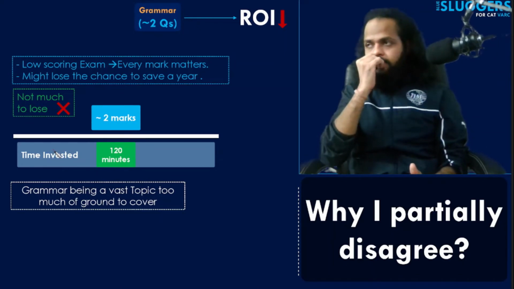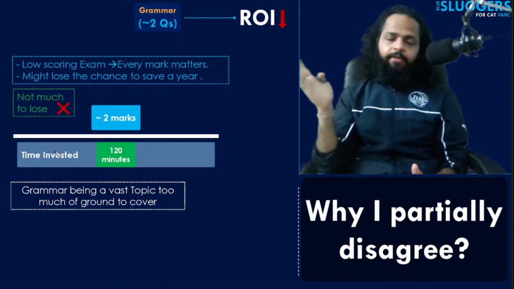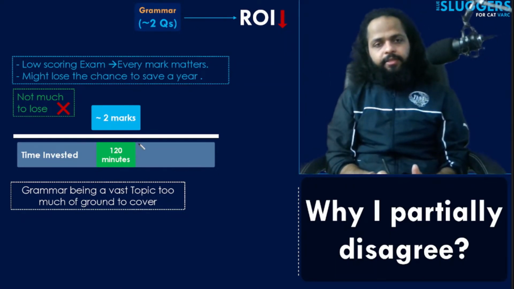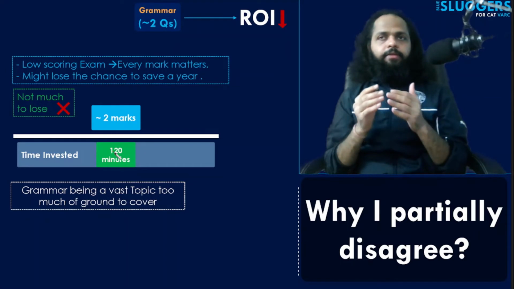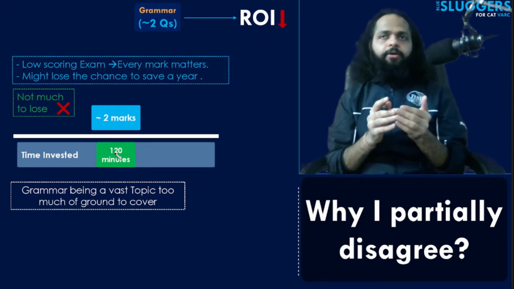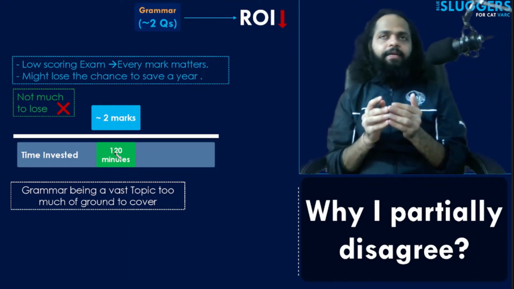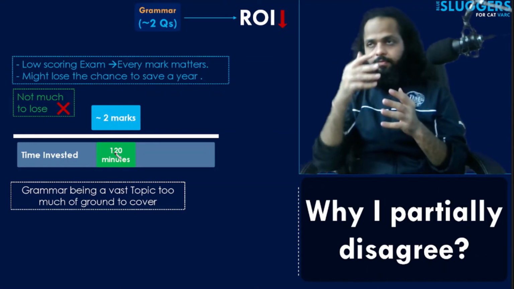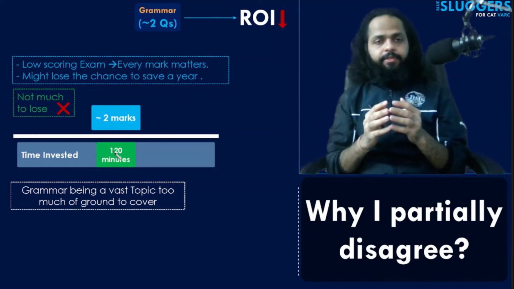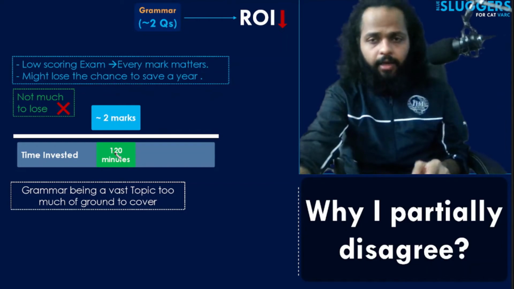Okay, instead of just totally disregarding grammar or skipping grammar preparation, how about you just dedicate 120 minutes and at least ensure that you are thorough with all the grammar rules that have been tested in all the previous year's papers of XAT. Okay, and how can we do this?